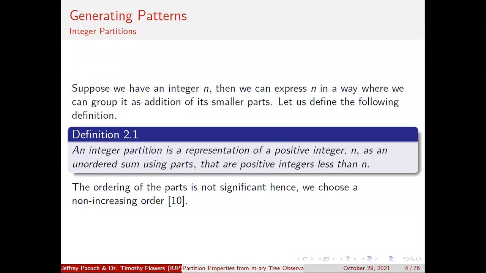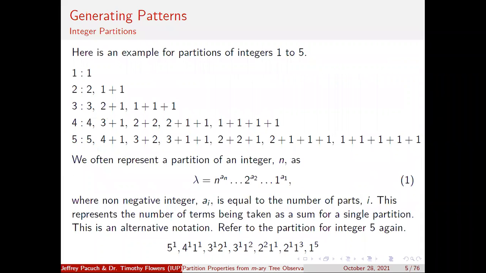All right, so let's get into our first definition. Our first definition is an integer partition. If you have taken a number theory class or a combinatorics class, you would know that an integer partition is defined as finding an unordered sum of parts less than or equal to n. The order usually doesn't really matter, but we do usually list it in non-increasing order. So let's look at an example of what an integer partition actually looks like. We can have, for example, integers 1 to 5, and we could see 1 would be just 1, or 2 would be just 2 or 1 plus 1, or 3 would be 3, 2 plus 1, and 1 plus 1 plus 1.